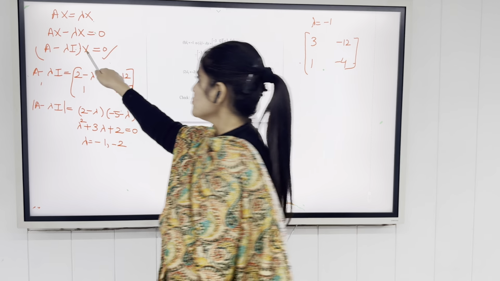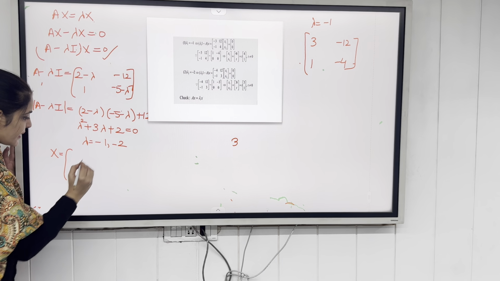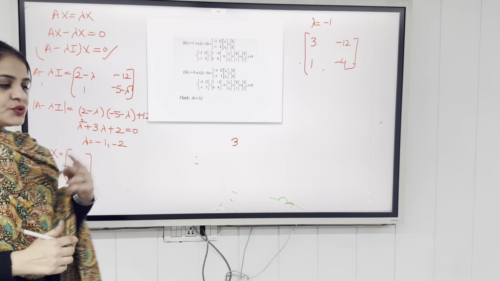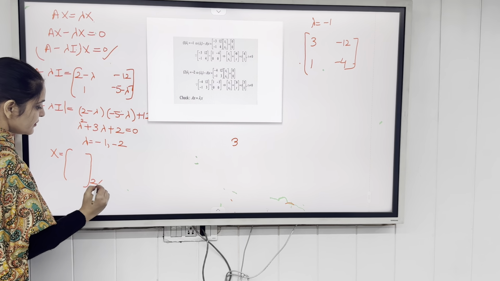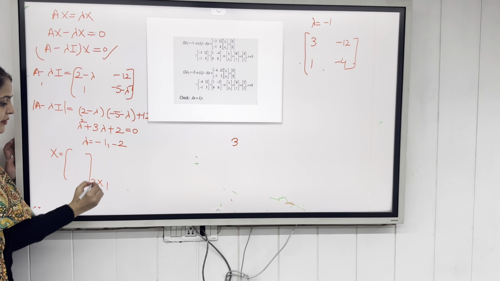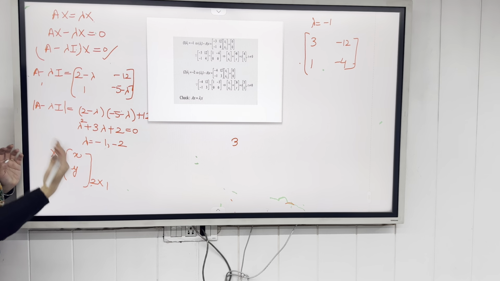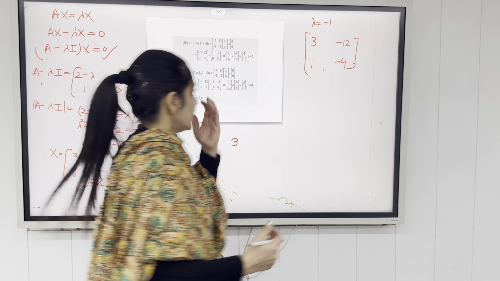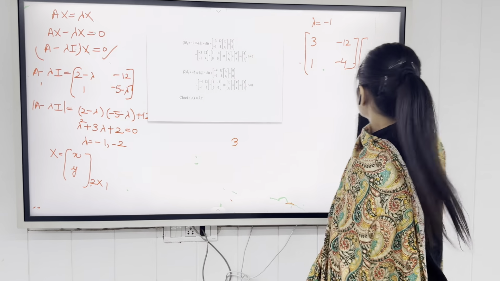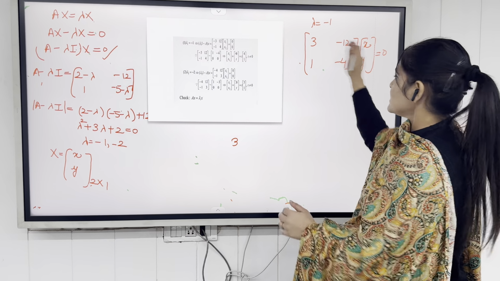Now we have to choose x. How to choose x? X is a column matrix, depending upon the order of the matrix. The order of the matrix is 2, so we write a 2 × 1 column matrix. We are taking it as x and y. You can write x1, x2 also, or x, y if you wish. Put x here. Now we multiply these two matrices.